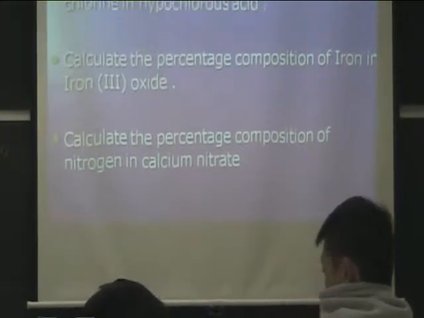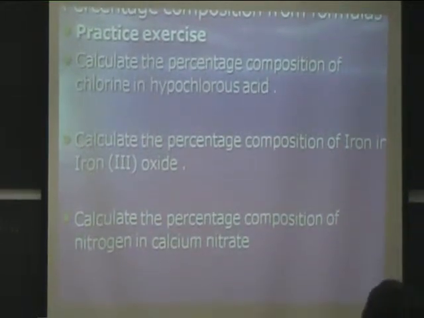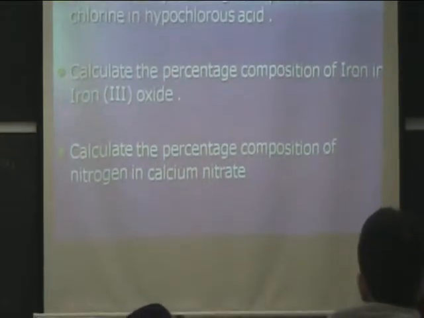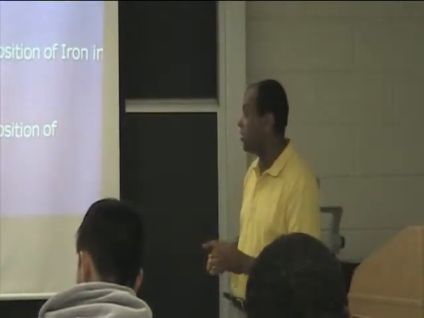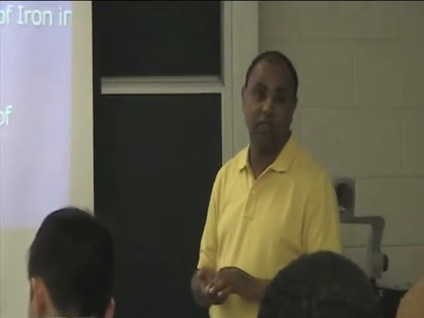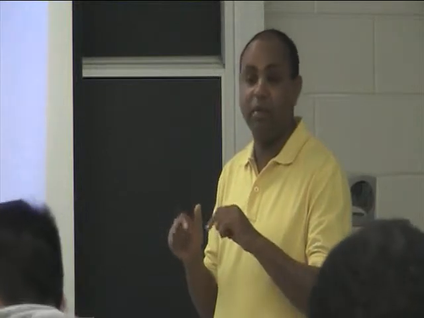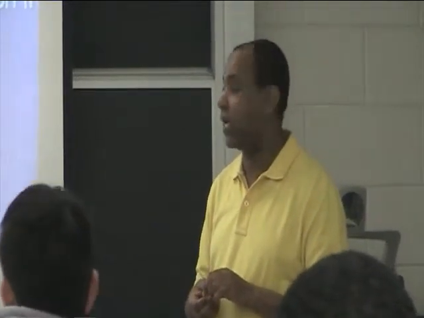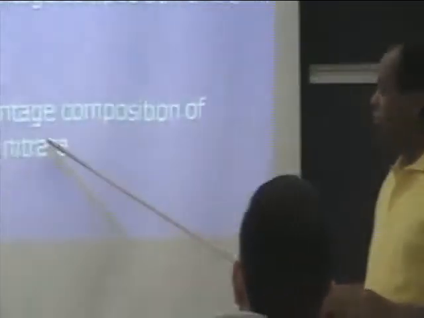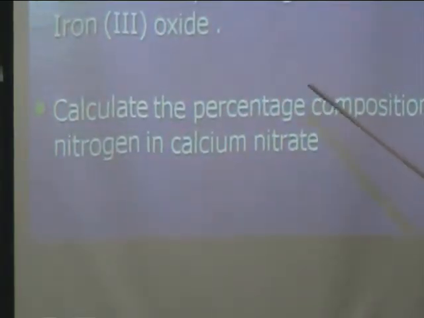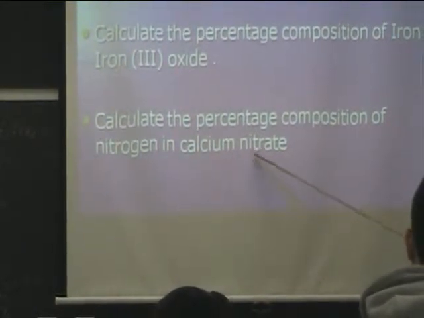If it is less than that, or more than that, this gives you a clue that there is some foreign material, because everything has to be 100%. If this is iron 3 oxide, the rest has to be oxygen, 30%. If it is less or more, it is an indication that contamination exists, and trace elements are present. This is also the same situation here. We have to calculate the percentage composition of nitrogen in calcium nitrate. Again, calcium nitrate. What is the formula for calcium nitrate?